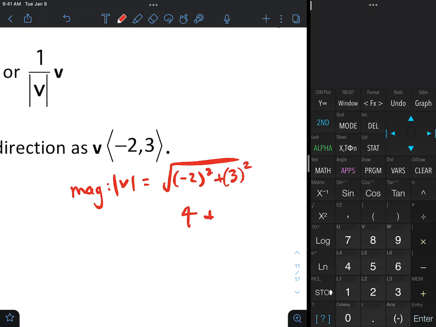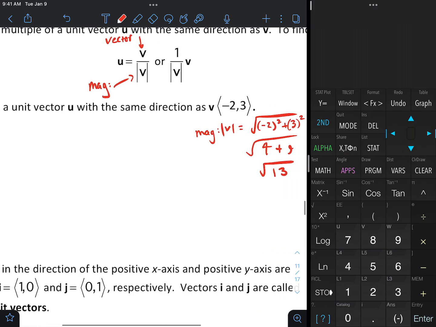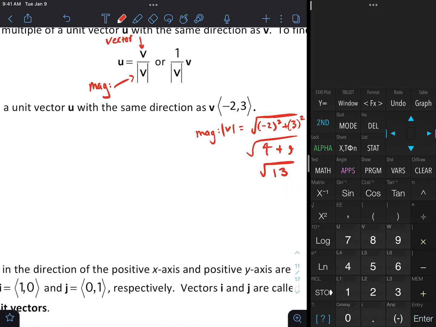It's going to come out to 4. And then what is that, 9 right there? That's going to come out to root 13. Okay, and I'm going to leave it like that. A lot of times we'll leave these in radical form if possible. I guess you could do decimal form if you want to get real fancy.